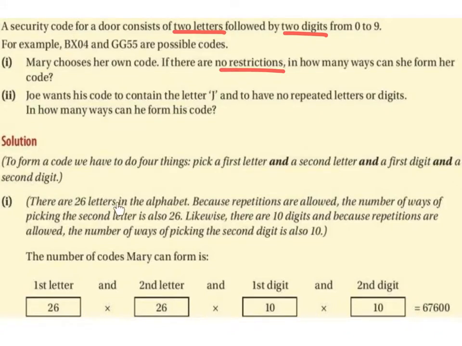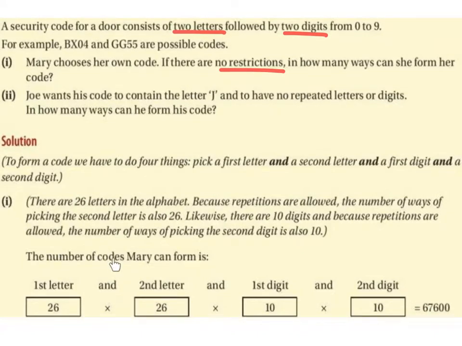So there are 26 letters in the alphabet, and because repetitions are allowed, so there's no restrictions, the number of ways of picking the second letter is also 26. Likewise, there are 10 digits, and because repetitions are allowed, the number of ways of picking the second digit is also 10. So we've got 10 options for the first digit, from 0 to 9, and 10 options for the second digit, again from 0 to 9.